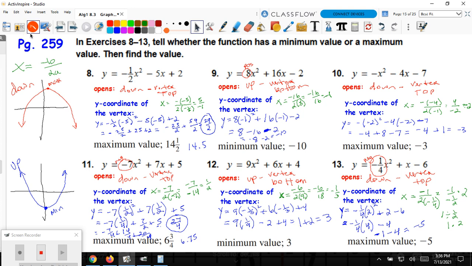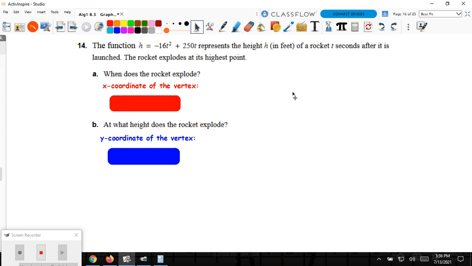Alright, number 13 we did, and now let's go on to 14. 14 is our final question, and it's a real life situation question, talking about a rocket. So we have this function h equals negative 16t squared plus 250t. Notice you don't see x or y in this. They use t instead of x because t is going to be represented by time. The h is going to be represented by height. So h is height in feet, and t is time in seconds after the rocket's launched.